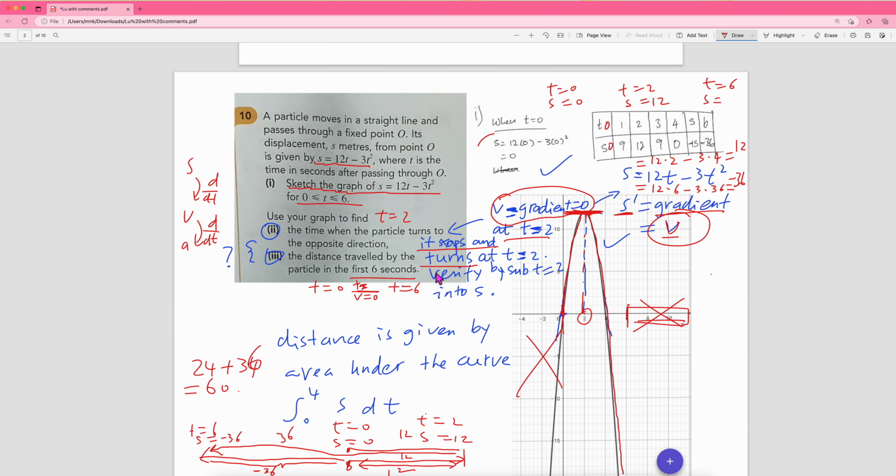Or if you don't want to do that, what do you do? Area under the curve. Okay, but of course area under the curve is a bit hard here. This is the area under the curve from 0 to 4. Then you need to find the 4 to 6. So you need to flip.